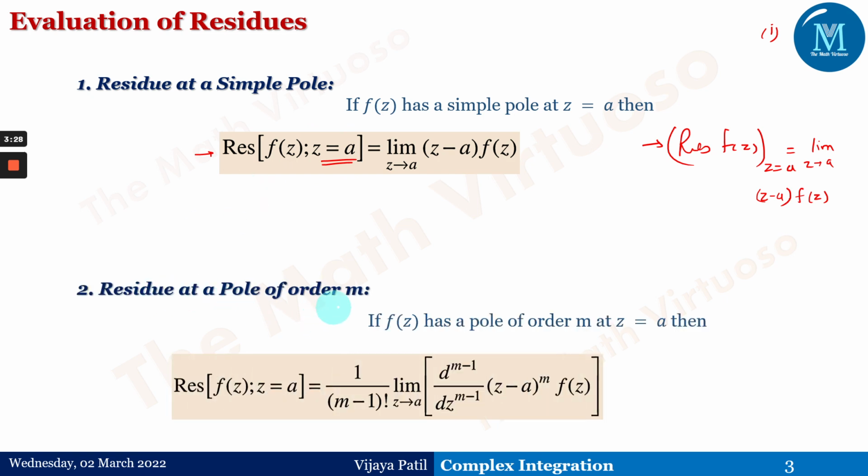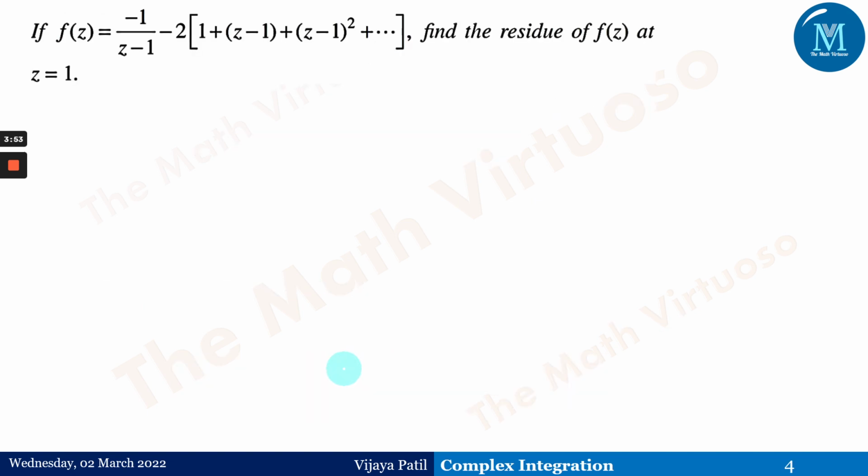The residue at a pole of order m, when f has a pole of order m, is given to us as the residue of f of z at z equals a is 1 upon (m minus 1) factorial, limit z tending to a, d to the power m minus 1 upon dz to the power m minus 1 of (z minus a) to the power m into f of z. We will be going into detail with different types of examples based on these two evaluations.